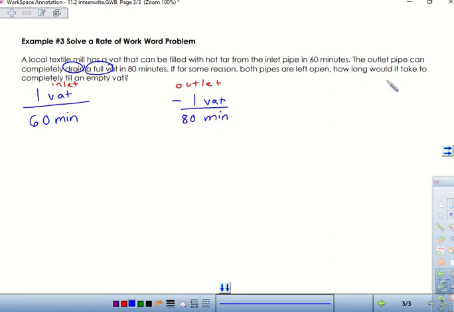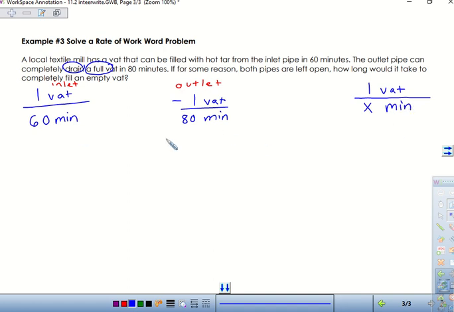If both pipes are left open, how long would it take to completely fill an empty vat? So what we're trying to figure out is we have one vat, and we want to figure out how long it would take to fill that vat. So x minutes to fill the vat, right? That's going to be our rate that we're finding.